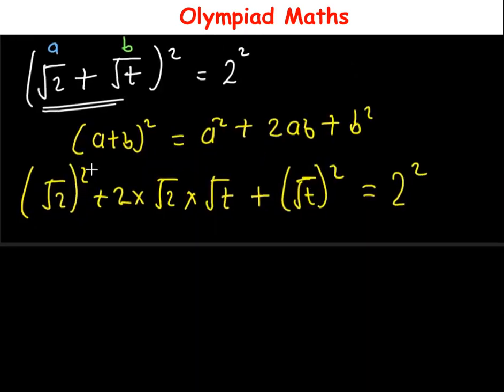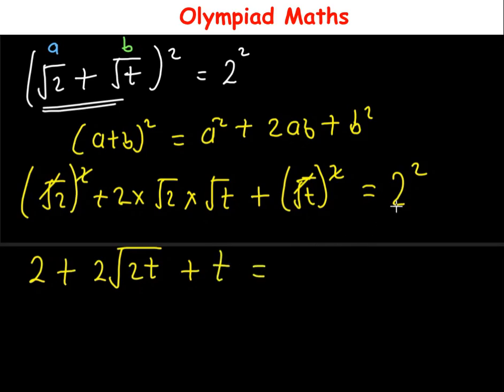And from here, square will cancel out square root. We have 2 plus 2 root 2 times root t is root 2t, plus square cancels square root, we have t, is then equal to 2 squared is 4.